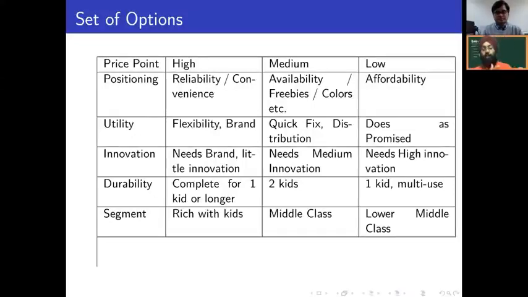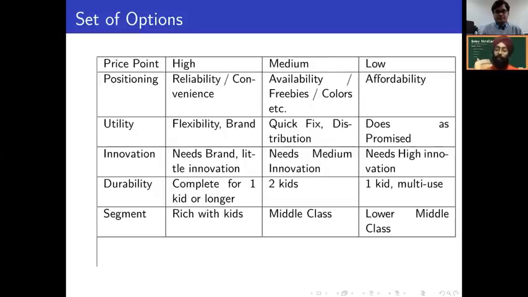The second thing that comes is utility. Now, this will of course closely depend on your price. So for example, if you're looking at a highly priced product, then your utility has to be, one, definitely a brand. Second, flexibility. You need to be very, very giving to the customer. In case of a medium priced product, your utility is that it's a quick fix. Yes, it'll get sorted easily. The distribution channel is amazing. For every B2C product, business to consumer product, you need to make sure your distribution is on point. Finally, for a low price, affordable product, your product only has to do as promised.